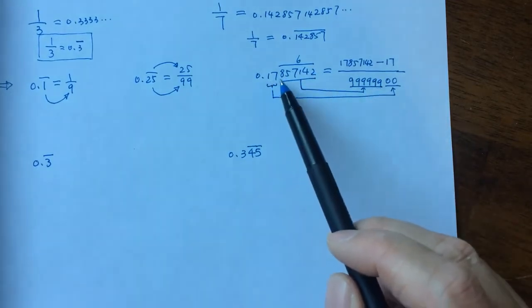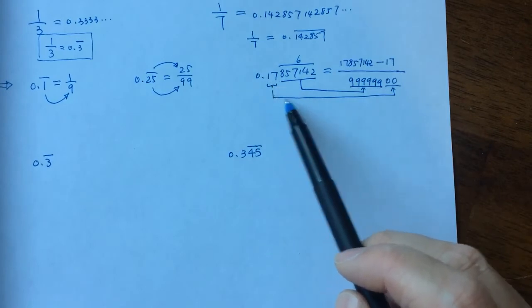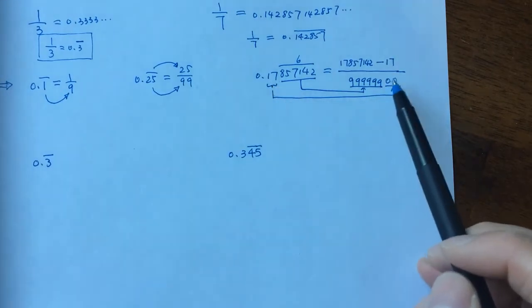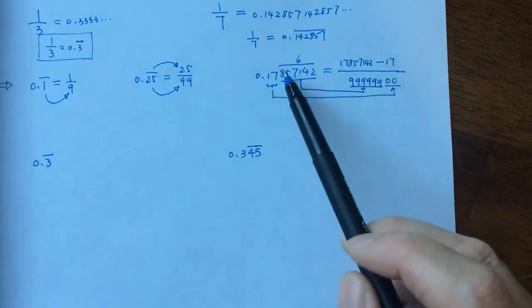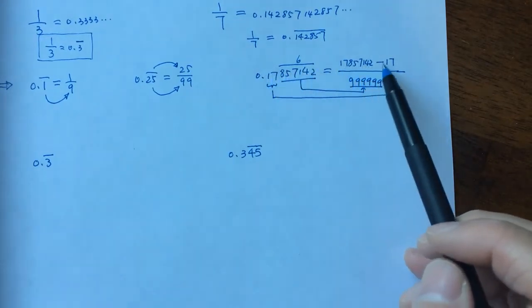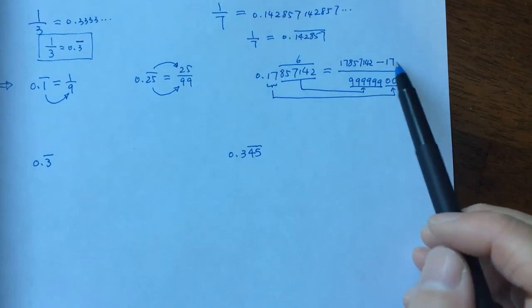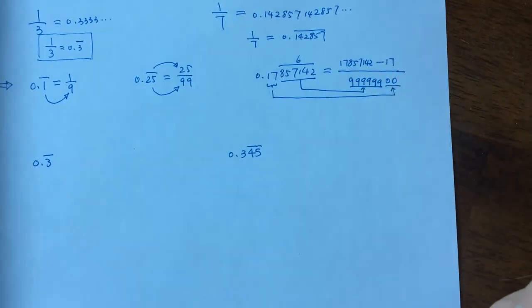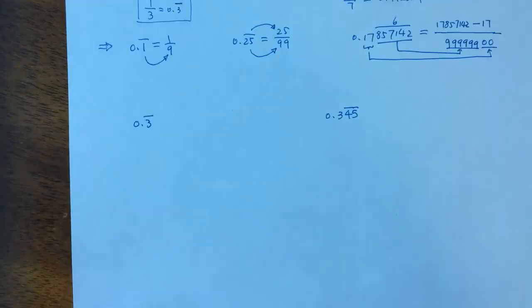The 17 is not repeating, but it's 2 digits. That's why you add two 0s below, just behind that. And on the top, you take all these numbers, 17, 85, 71, 42, minus the digits not repeating, which is 17. So that's how you change that to fractions.